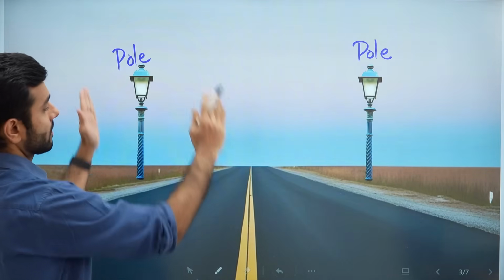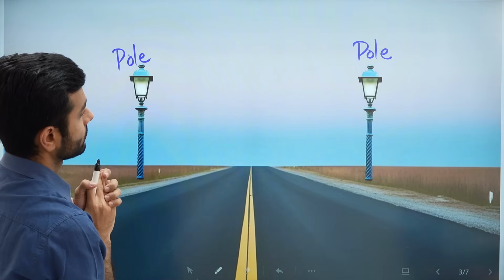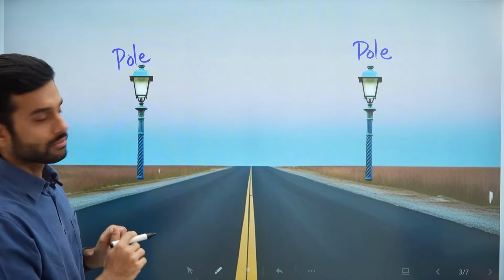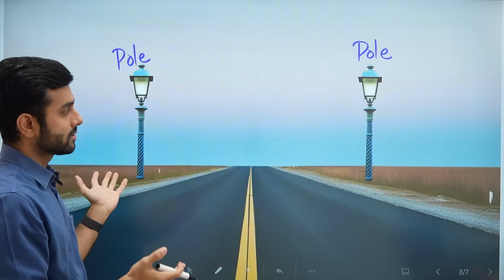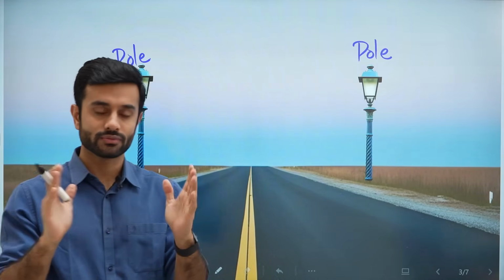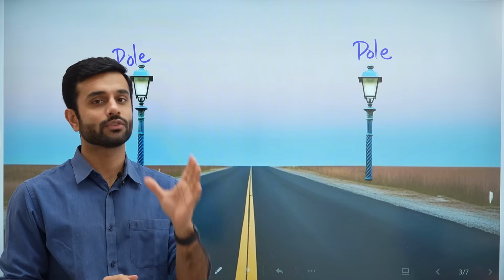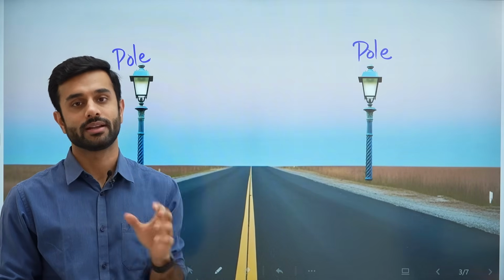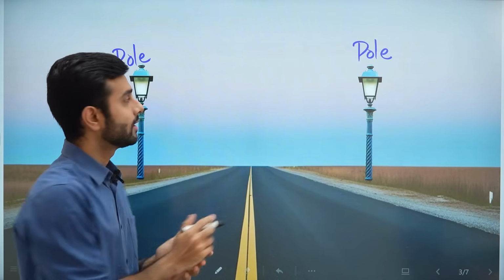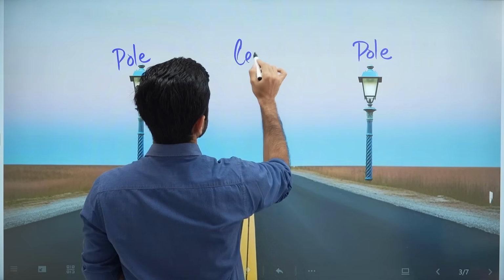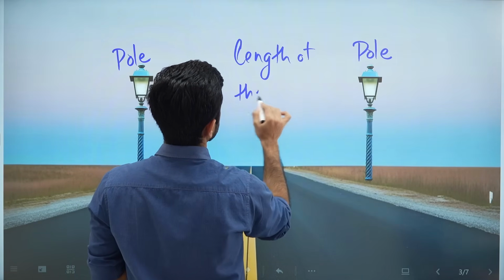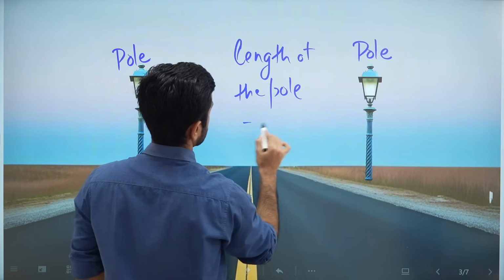Two poles are there on either side of the road. Okay? I mentioned that to you. If I show that to you, that this is the situation, we have poles here on either side of the road, and the length of the pole is 5 meters, 7 meters, 10 meters. Listen to me carefully. I am saying length of pole, or length of the pole, and I am giving you the length of the pole, 7 meters.